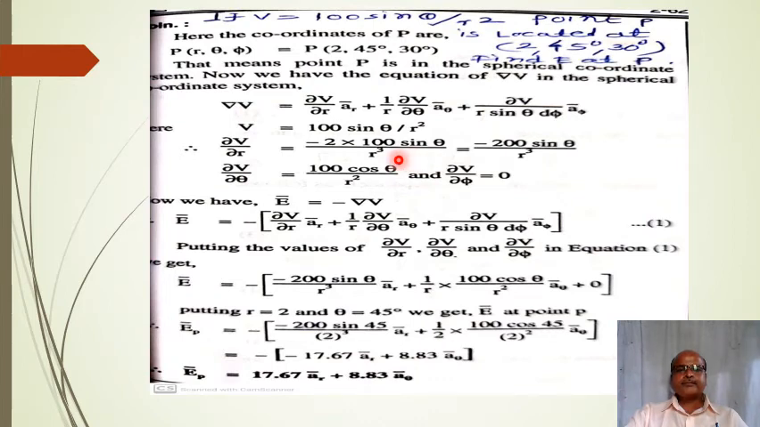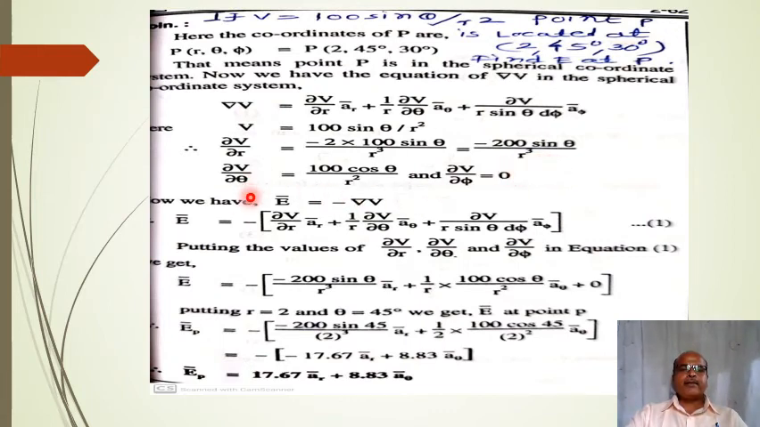100 sine theta upon r square. Keep 100 sine theta outside, and differentiate 1 upon r square. The value of del V by del r will be minus 200 sine theta upon r cube. After the partial derivative we will get this value. So you can solve it and see whether you are getting this value or not.